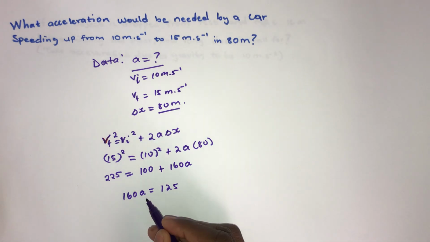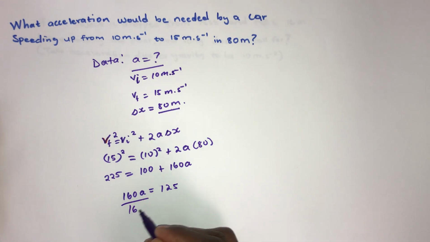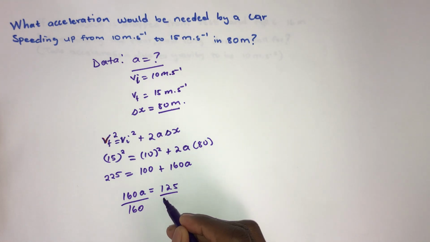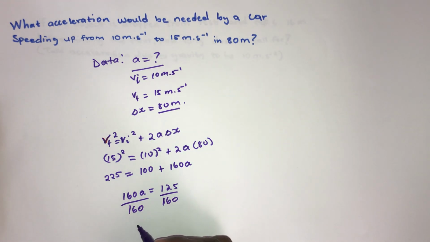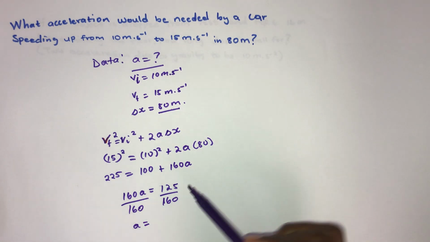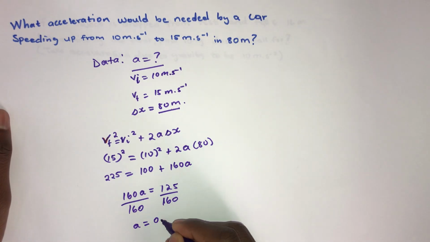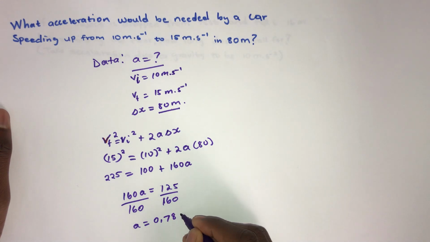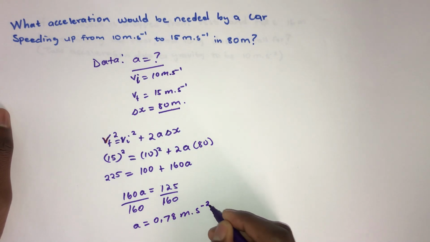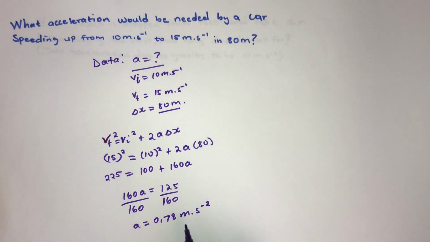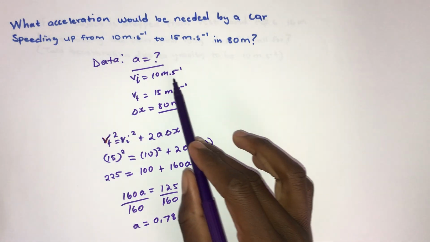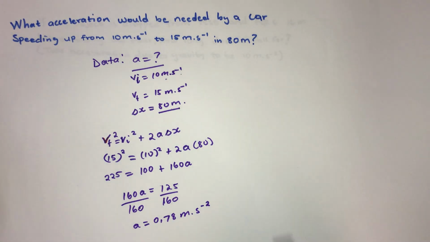So now we're looking for the acceleration. We divide by the coefficient of a. So acceleration is equal to 125 divided by 160. That is 0.78 meters per second squared. That is the acceleration. The SI unit, remember, is meters per second squared. For velocity, it's just meters per second. So this one is acceleration, meters per second squared.